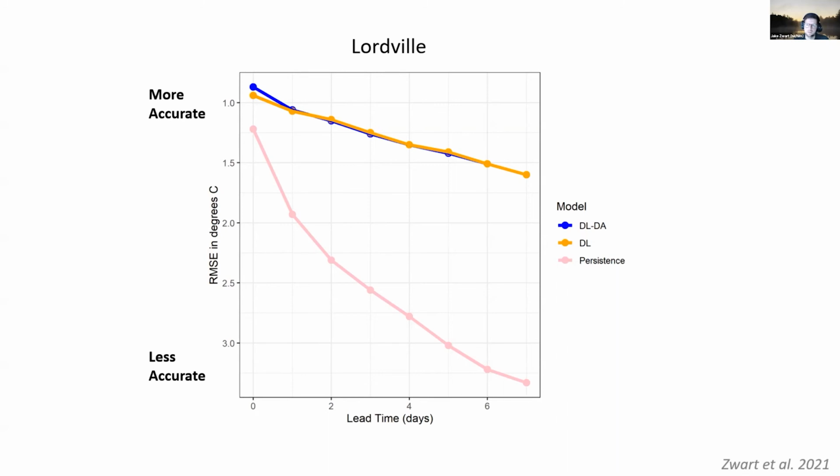And in this plot, we're comparing 3 different forecasts that we had produced. One is the deep learning model without data assimilation, so this is the orange line. One is the deep learning model with data assimilation, so it's the blue line.